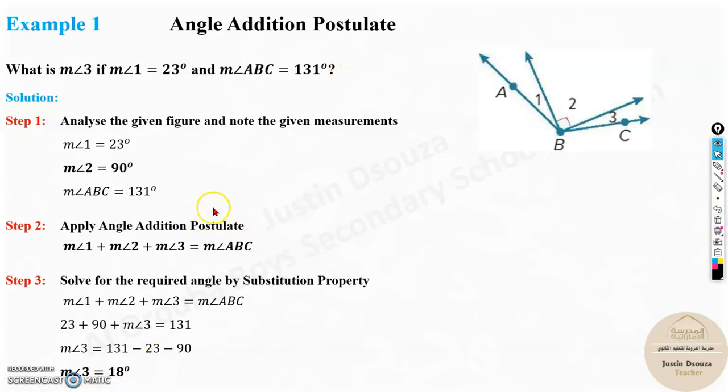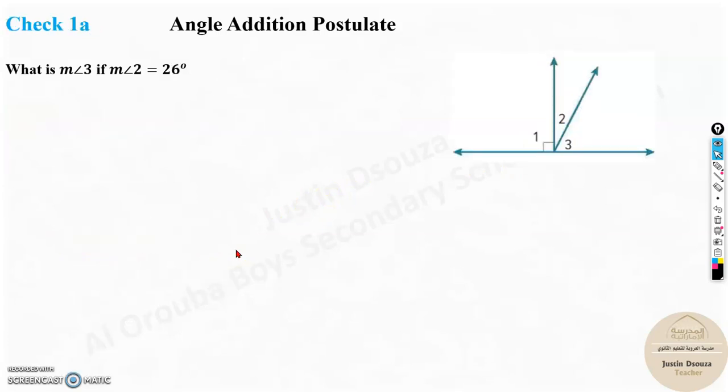Very simple, very straightforward. All you need to know is whenever you have many angles, the total angle will be the sum of all the individual angles. That's it. So this is the postulate. Now we have some check problems.